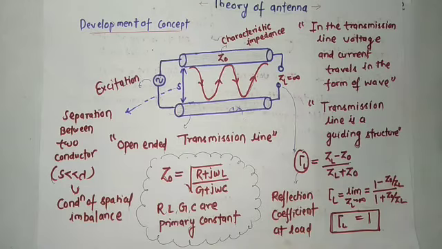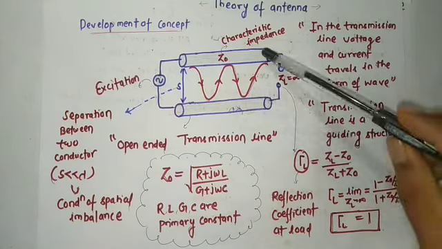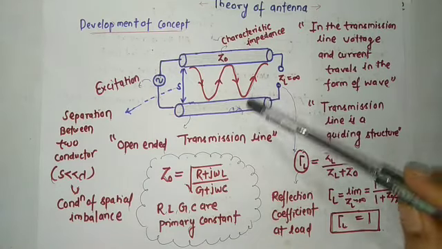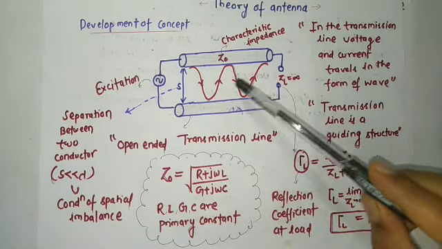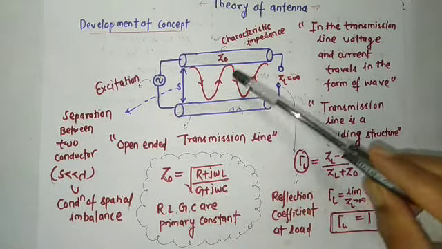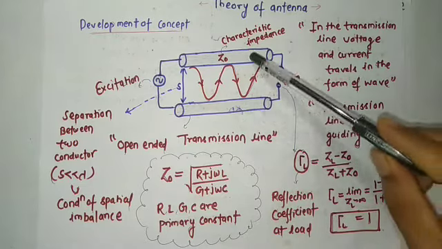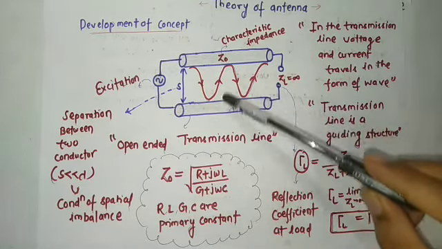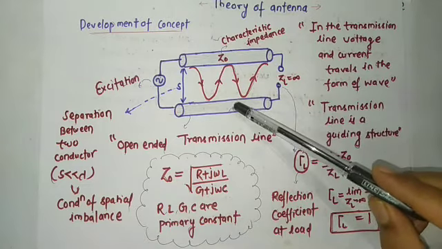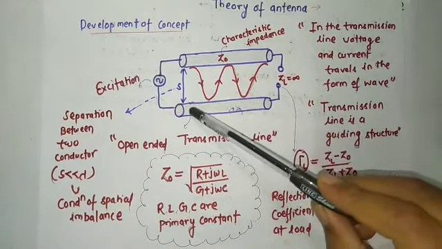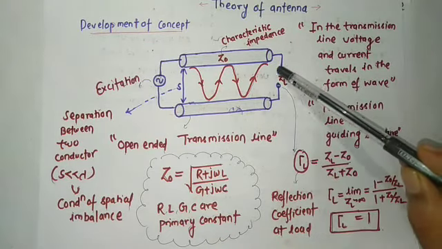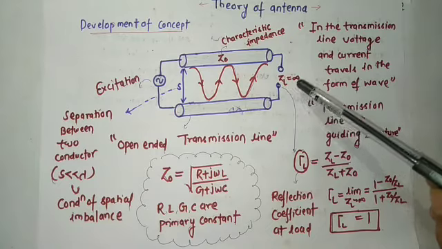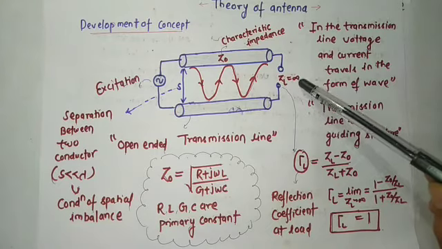Okay, so in this lecture we will study how we can make an antenna with the help of transmission line. What is transmission line? Transmission line is a two conductor system, and it guides the energy in the form of voltage and current wave along its length. You can see from this structure, this is the transmission line, this is one conductor, this is another conductor, and it is connected with excitation. But the second end is open circuited. Open circuited means the impedance will be infinite.